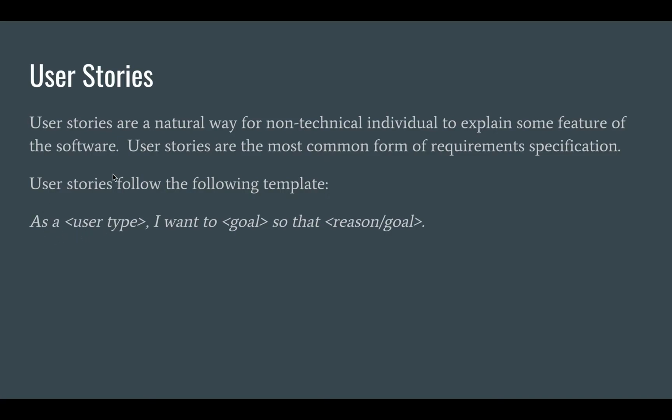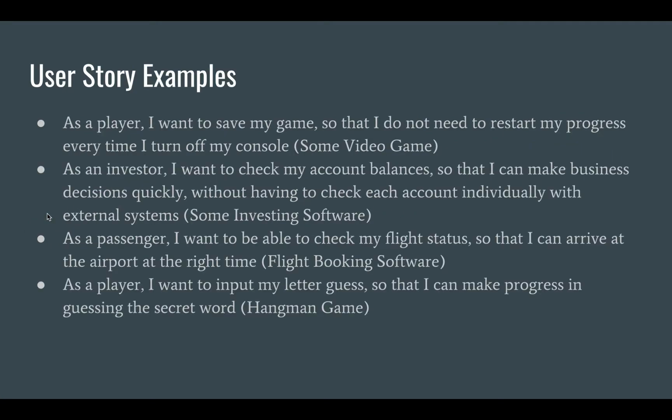So a user story just follows this template: as some kind of user type, so as a user or as a player, if you're talking about a video game, or as an accountant or as an account holder, as a user type, I want to blank. So I want to goal so that, and then you have some reason. So for example, I think I have some examples. Yeah. So for example, as a player, I want to save my game. So player is the user type, save game is the goal, so that I do not need to restart my progress every time I turn off the console. And once again, this may be a user story for some video game.